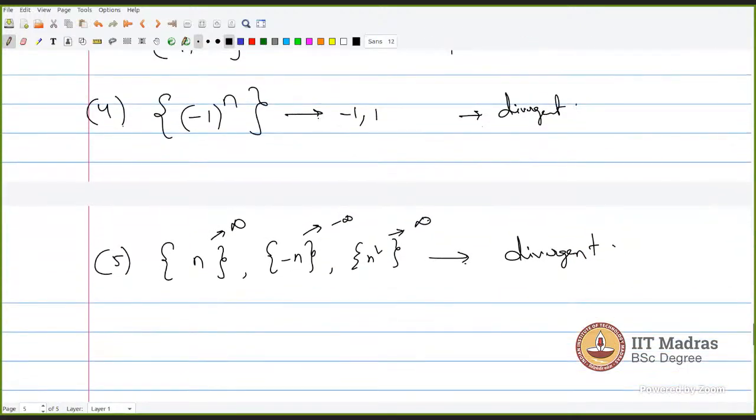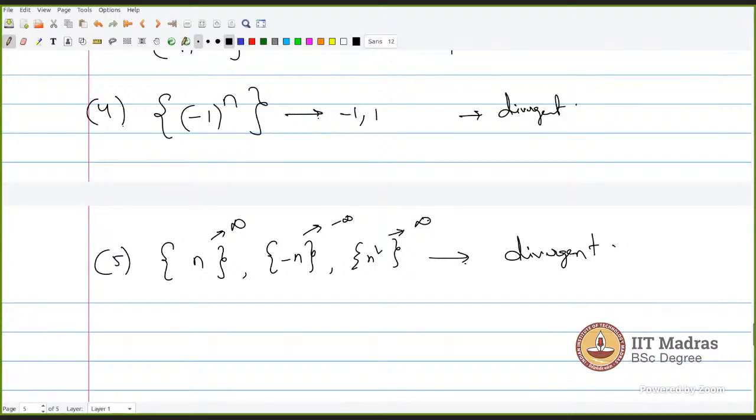Sir, in sequences, n is always a natural number. Yeah, n is always a natural number. So we can put the value of n from 1 to infinity. Or we can also use 0? No. Now we are excluding 0. Okay, sir.